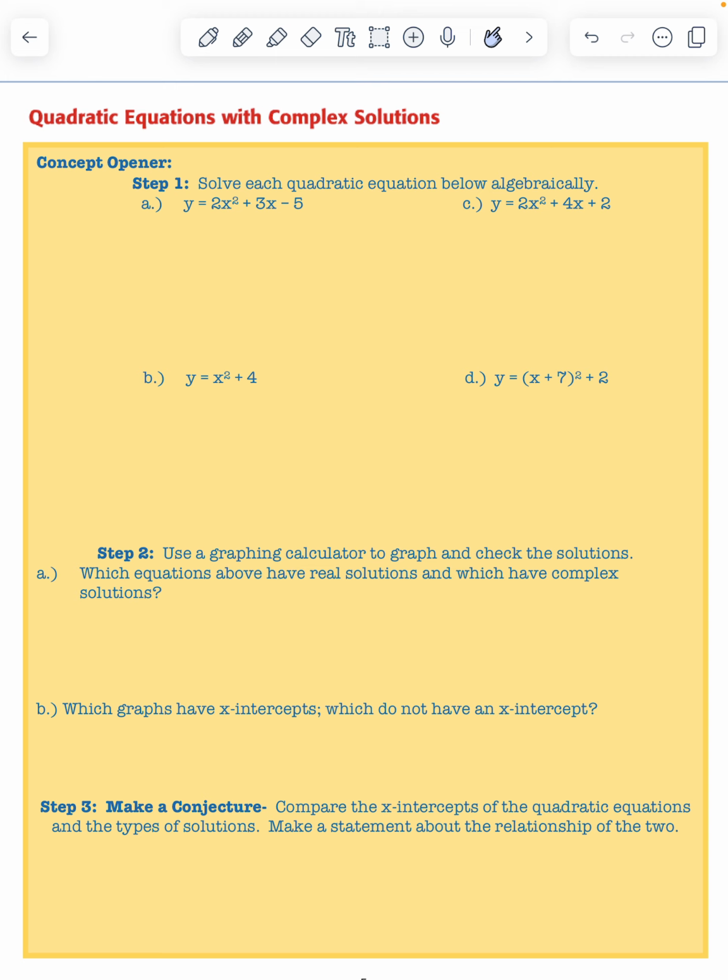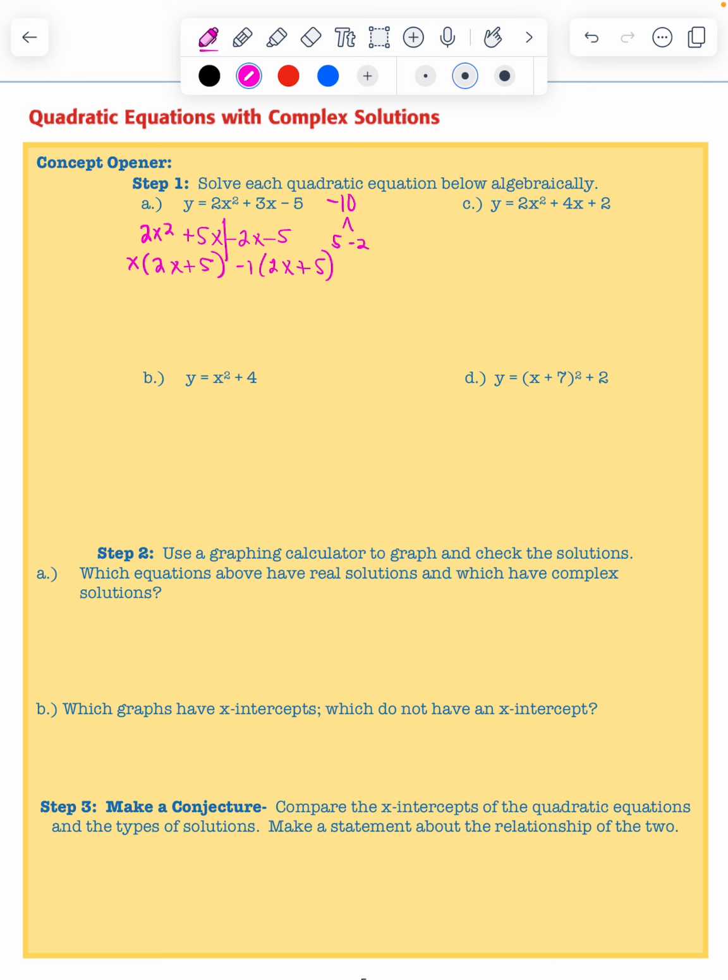So we would have to look at 2 times -5, so it multiplies to be -10, and adds to be 3, so that would be +5 and -2. I would break this up into 2x squared plus 5x minus 2x minus 5. Factor by grouping. I can take an x out. I'm left with 2x plus 5. I would take a -1 out. I'm left with 2x plus 5.